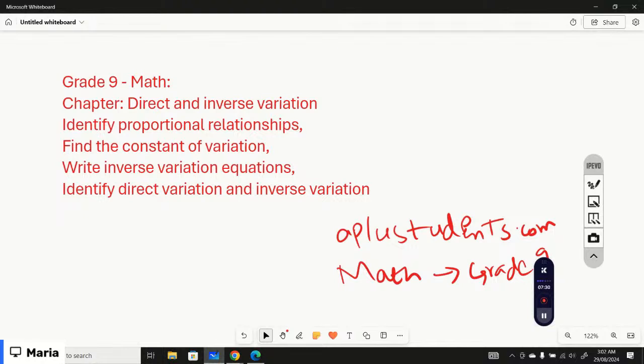The lessons we're going to cover today are identify proportional relationships, find the constant of variation, write inverse variation equations, and identify direct variation and inverse variation. So please make sure you have your notebook and pencil so that you can note down the important examples and definitions as well.